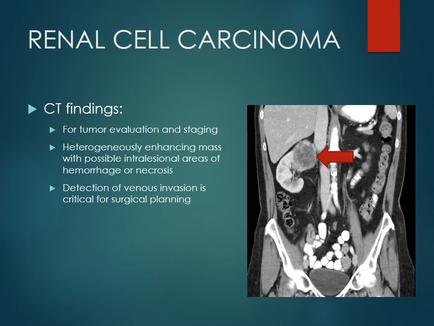CT findings for renal cell carcinoma would include a heterogeneously enhancing mass with possible intralesional areas of non-enhancement that would indicate the presence of necrosis. As shown on the image on the right side and being indicated by the red arrow, a heterogeneously enhancing mass is seen at the superior pole of the right kidney with central areas of non-enhancement. CT scan is also important in patients with RCC as it is indicated for proper tumor staging and evaluation. Also, the detection of venous invasion is important for the surgical planning of the urologist.